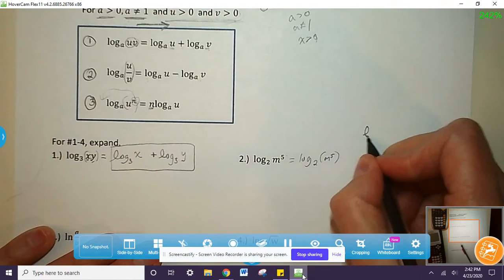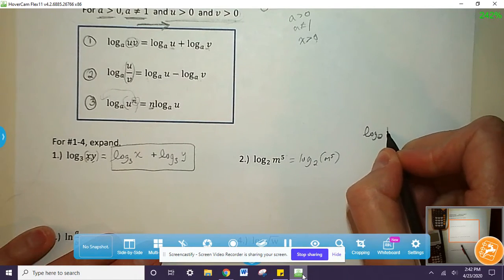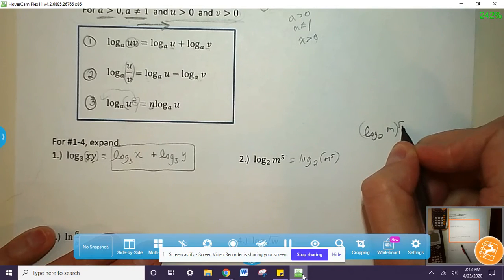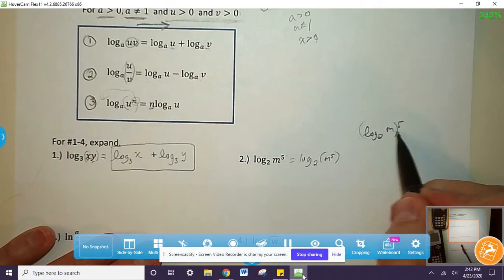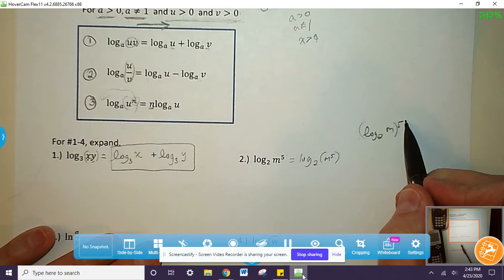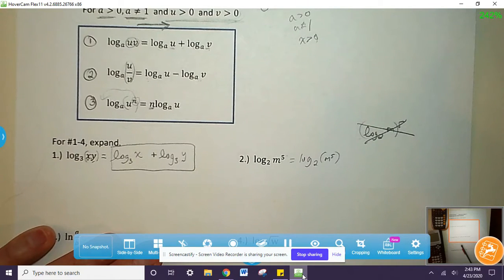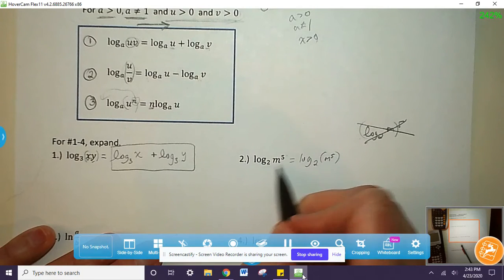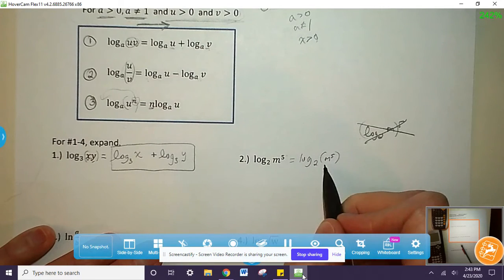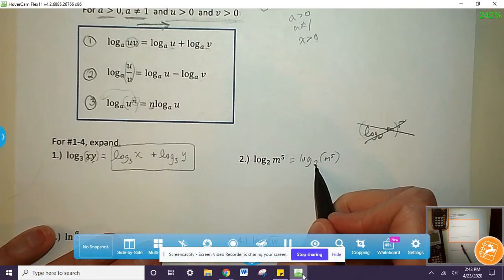And I'm making note of that because I want you to be aware that this would be completely different if we had the entire thing including the log raised to the 5th. That's completely different, and you probably will never see that. Definitely not this year. So without any parentheses, we're assuming m to the 5th is inside the log.